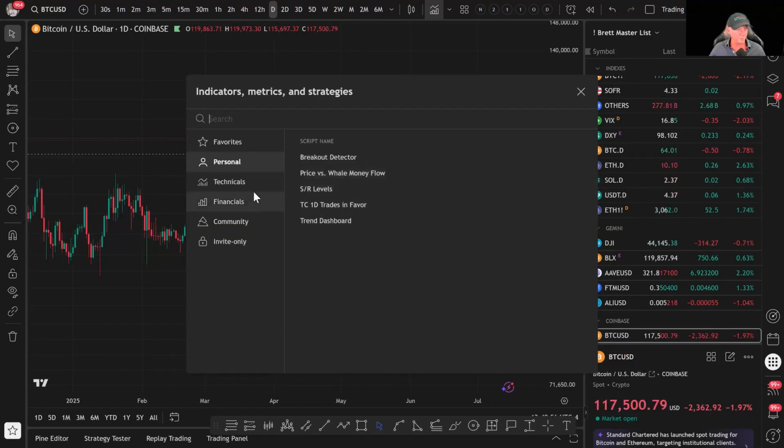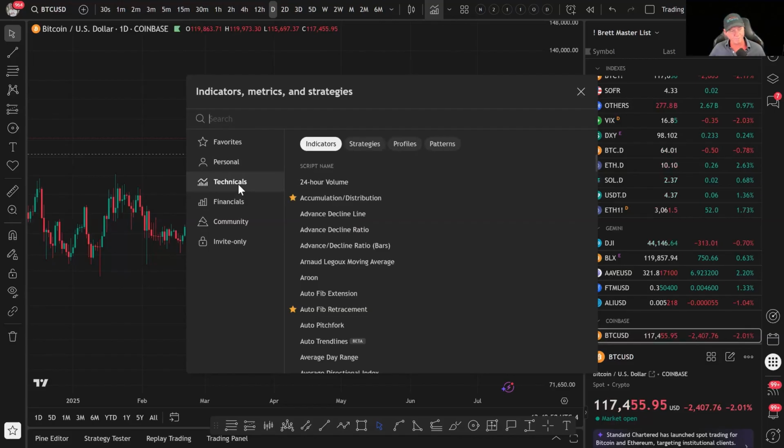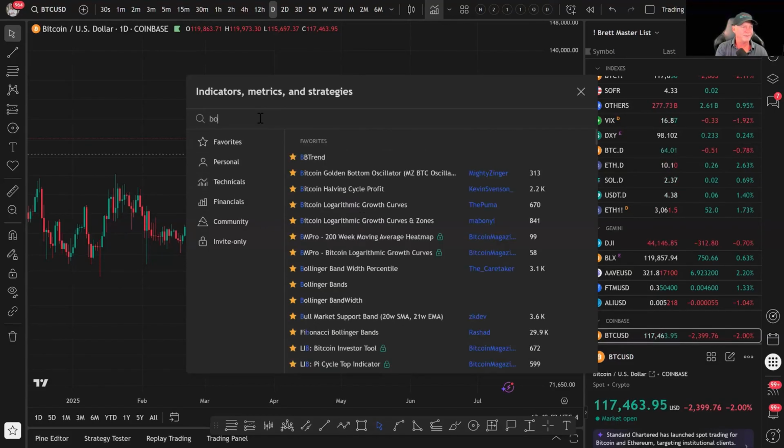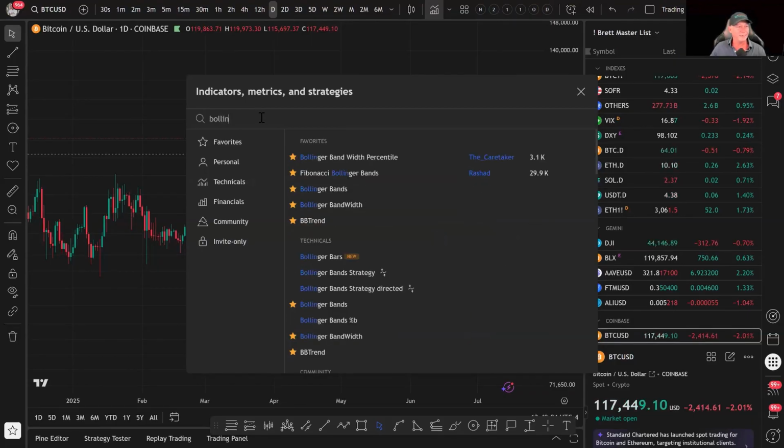Okay, never mind that. So technicals is where you want to look. And then all I have to do is search for them. So if you type in Bollinger Band, okay, and the Bollinger Bands right here, I have that starred. I'll unstar some of these. These are some more advanced versions you don't need. But Bollinger Bands, so there you go.